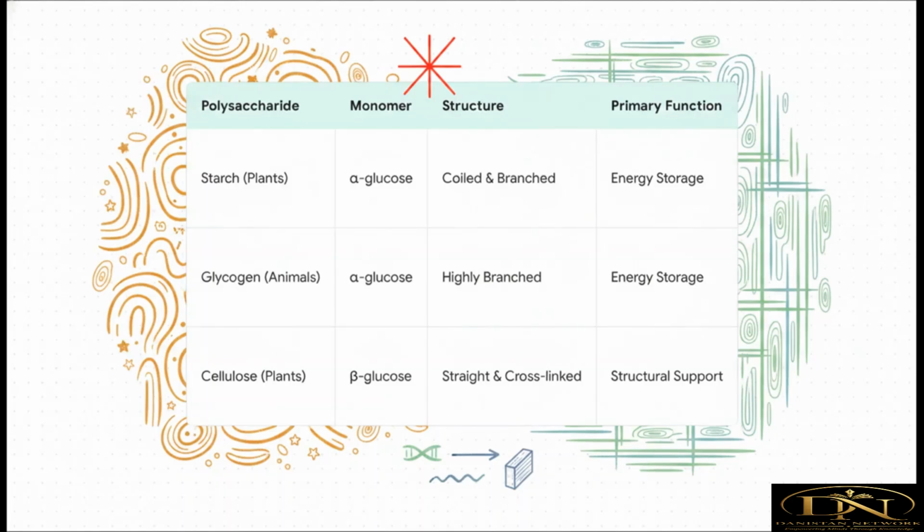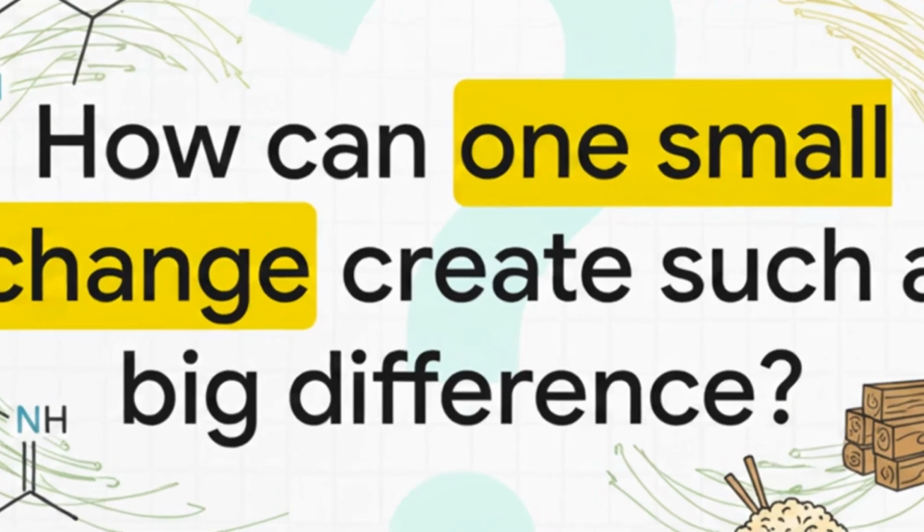It's an amazing story. We have three main polysaccharides, all built from glucose. You've got starch and glycogen, both made from alpha glucose. Their coiled and branched structures make them perfect for storing energy. Then you have cellulose, made from beta glucose. Its straight, cross-linked structure makes it perfect for building things. It's the ultimate lesson in biology. Structure determines function.